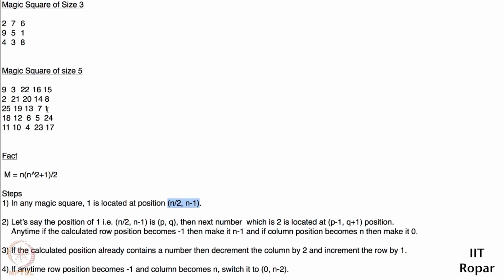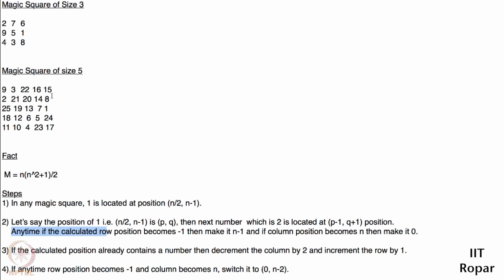See this, 1 is at 2 comma 4. Now if you take p minus 1, which is 2 minus 1 is 1, and q plus 1, q is 4, plus 1 becomes 5. Now 5 is not there. What does this mean? Let me tell you the second fact. Anytime the calculated row position becomes minus 1, make it n minus 1, and if the column position becomes n, make it 0.